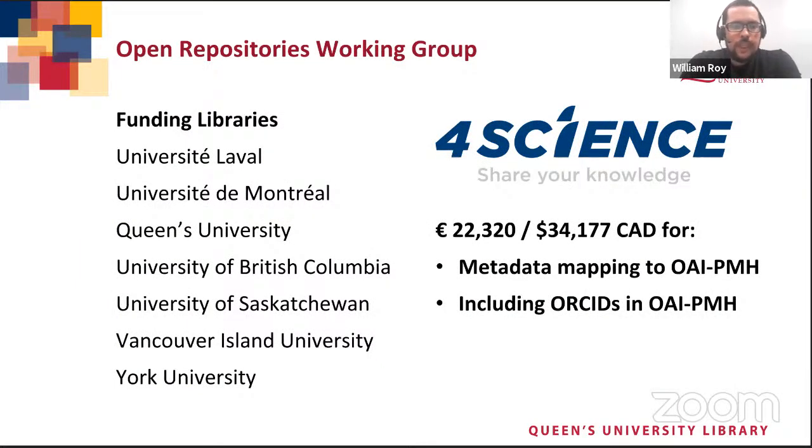So, led by Queens, we had some discussions with a small subset of the Open Repositories Working Group and determined that because of the financing situation and staffing situation in many repositories, it would be more feasible to pool resources to make this happen. So the libraries who took part in this are listed, and we decided to hire For Science to make these updates specifically to DSpace versions 5 and 6 due to how many repositories we had identified in Canada using those particular versions. We also determined that we would move forward with proposing that the patch for ORCID also be a part of this code.